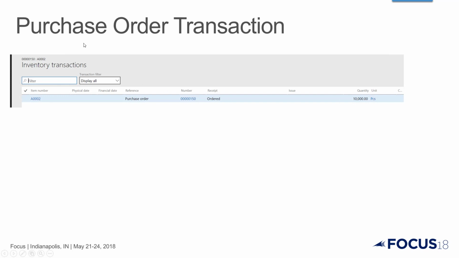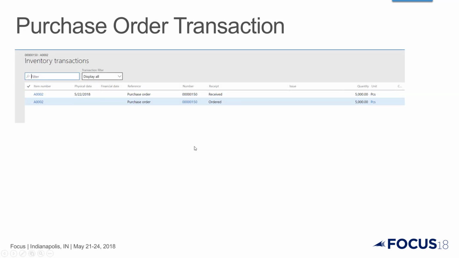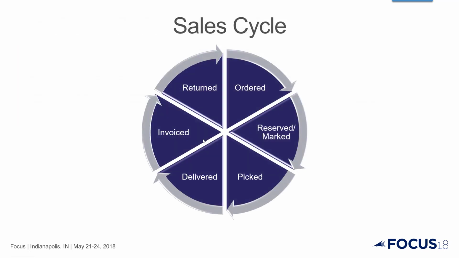So what we wanted to illustrate here too is here's a purchase transaction. We put a purchase order out here and ordered, so I've got 10,000 pieces. Now I've received 5,000 pieces. So this is an indication of the split. I've still got 5,000 pieces on order, but now I have another transaction for 5,000 pieces that has been received. So it started out as 10,000 under one, and it split them out into two transactions.